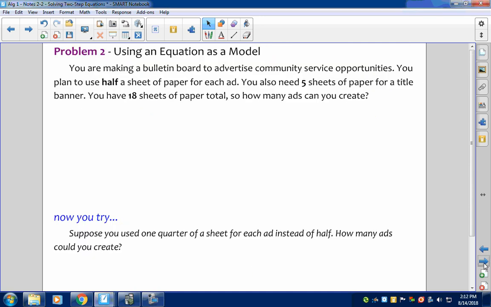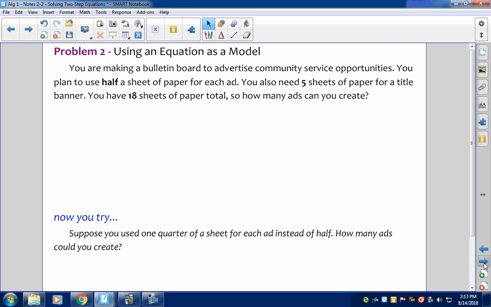All right, using an equation as a model: you're making a bulletin board to advertise community service opportunities. You plan to use half a sheet of paper for each ad. You also need 5 sheets of paper for a title banner. You have 18 sheets of paper total. So how many ads can you create?